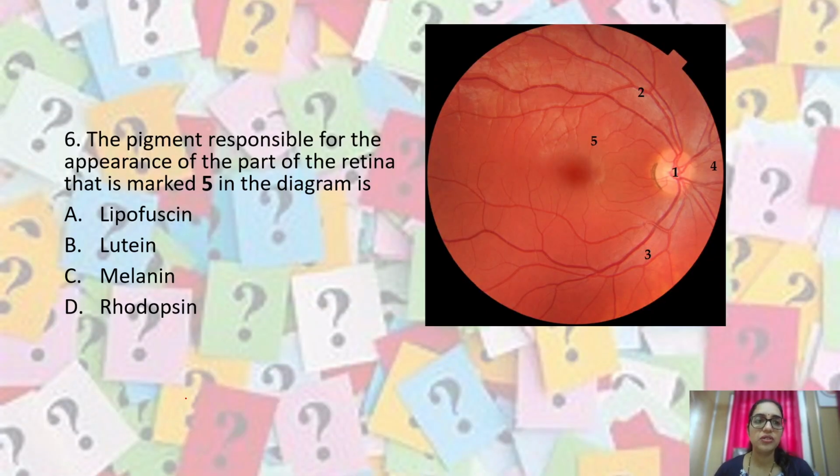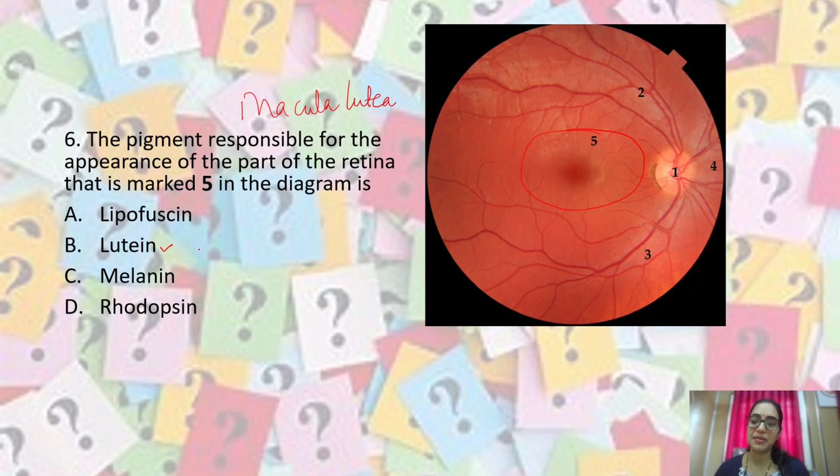Let's take a question now. The pigment responsible for the appearance of the part of the retina that is marked 5 in the diagram is, so here 5 is marked for the area centralis or the macula. So as the name says, it's macula lutea. So there are pigments of lutein and zeaxanthin in this, which give the brownish appearance to the macula.